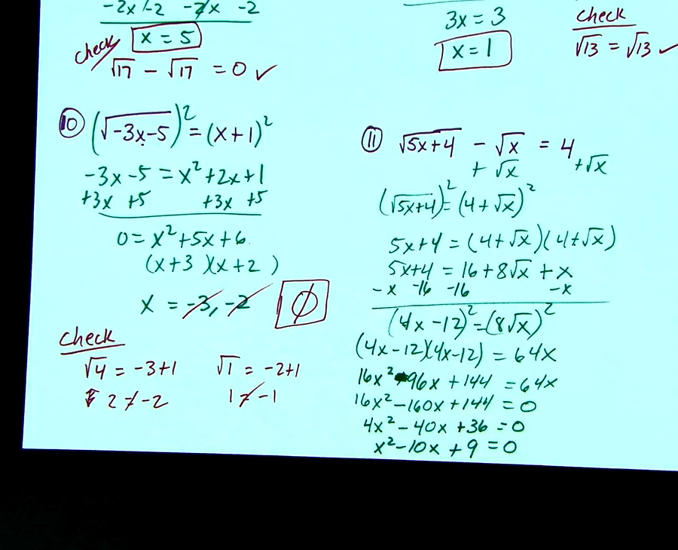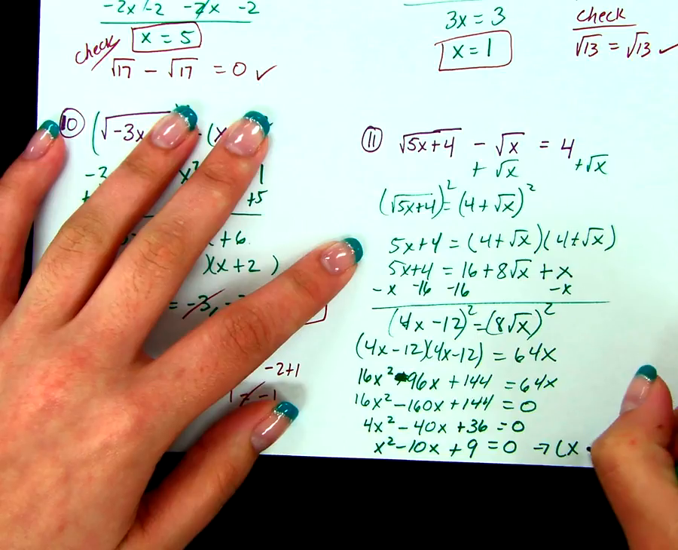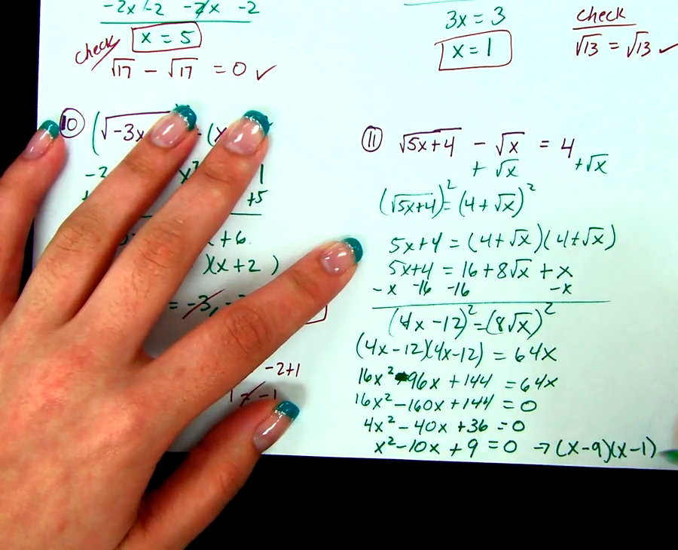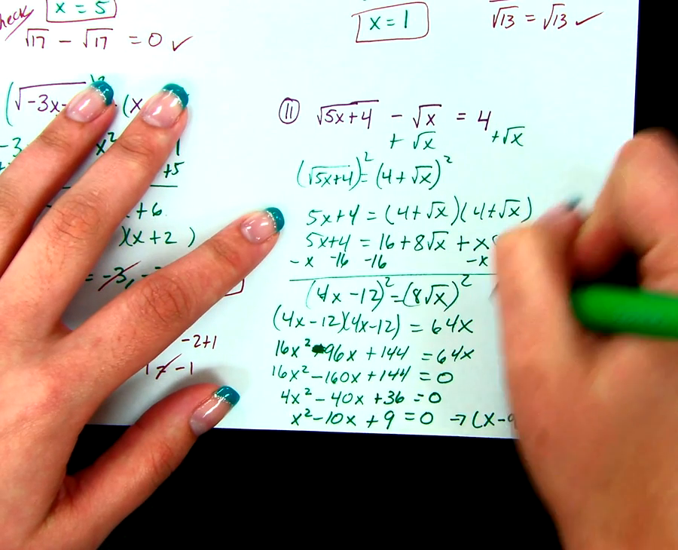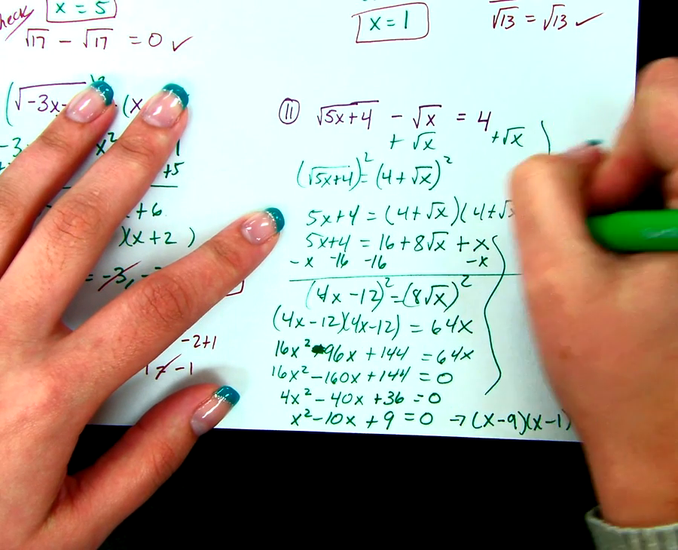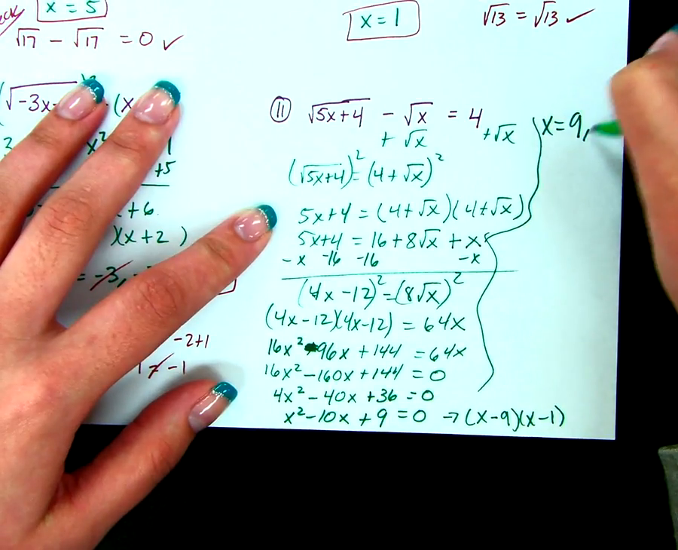So that one should be nice and easy to factor. So two numbers that multiply to be 9, add to be negative 10, will be x minus 9, and then x minus 1. So again, our two possible answers for this problem, so I'm going to write it at the top here. So x equals positive 9 and positive 1.